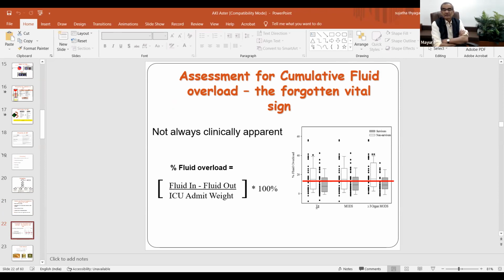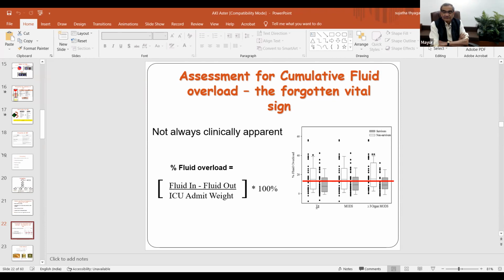Now, often we have been taught about maintaining fluid balance, mainly focusing on the dehydrated state. But what is forgotten is that cumulative fluid overload is as bad as the dehydrated state, and we can say that it's a forgotten vital sign. And we should always look at the percentage of fluid overload, and as it rises, we need to intervene.